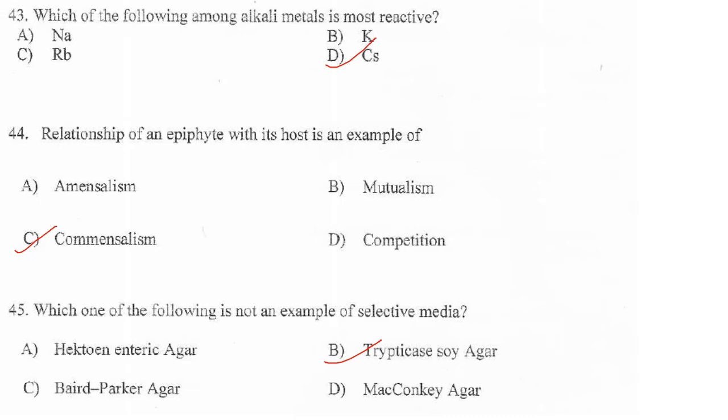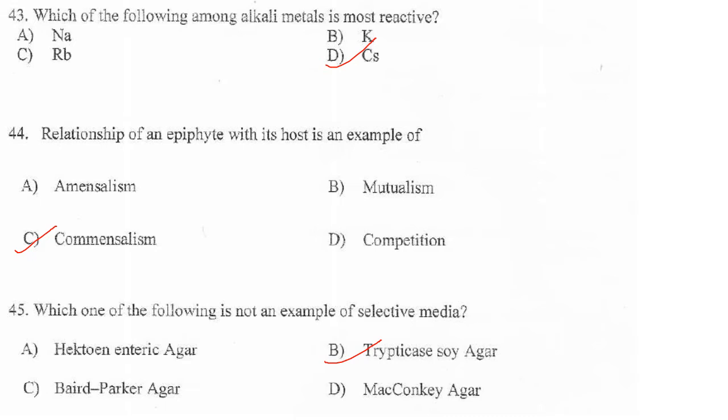Then, the relationship of an epiphyte with its host is an example of. So an epiphyte depends on its host for structural support but does not derive nourishment from it or harm it in any way. So it is the case of commensalism. Answer is option C. That is, one species is benefited but the other species is neither harmed nor benefited.